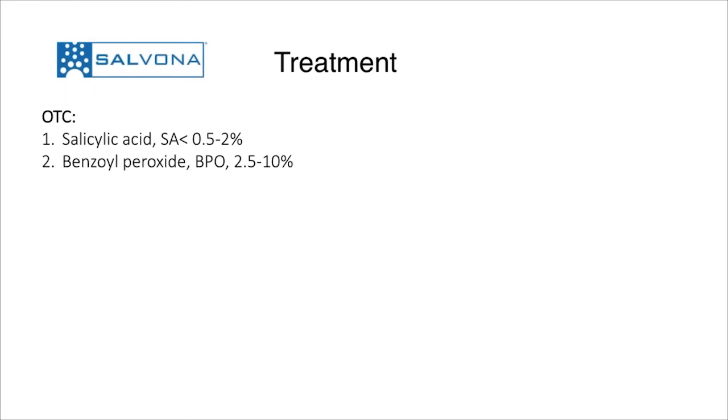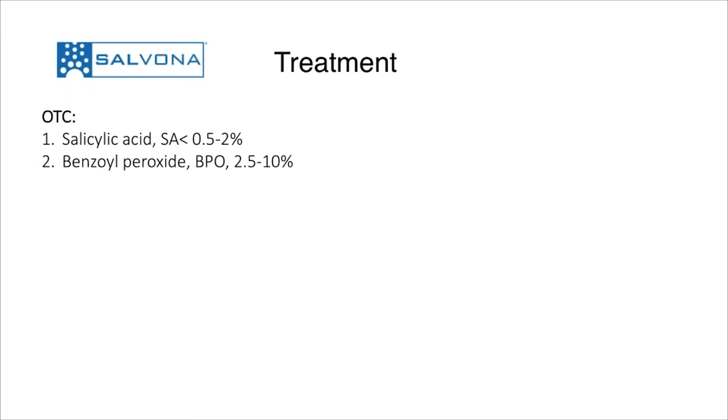Treatment. What is the typical treatment? We are going to focus on OTC treatment. OTC in the US allows the use of two active pharmaceutical ingredients, API in short. The first one is salicylic acid. Salicylic acid is used at the level of 0.5 to 2%. Any concentration below 0.5% is considered to be cosmetics. Everything above 2% requires prescription. Therefore, it's an RX product.